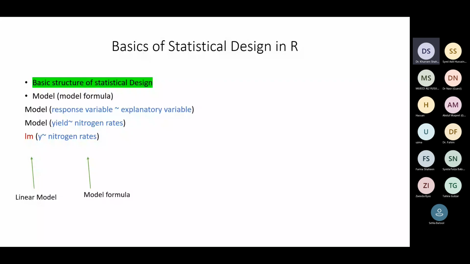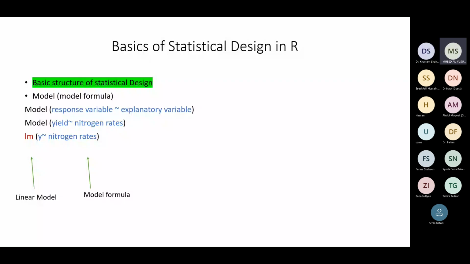Okay, Dr. Nasrullah, have you understood that point? Hello. And Mohid Ali, you have to understand that point. Yes, sir. First, the basic structure is the model and the model formula. For example, we have the linear model, and the formula starts with the response variable and then the explanatory variables, such as yield against nitrogen rate, the response against explanatory variables. Okay, yeah, that's the point.